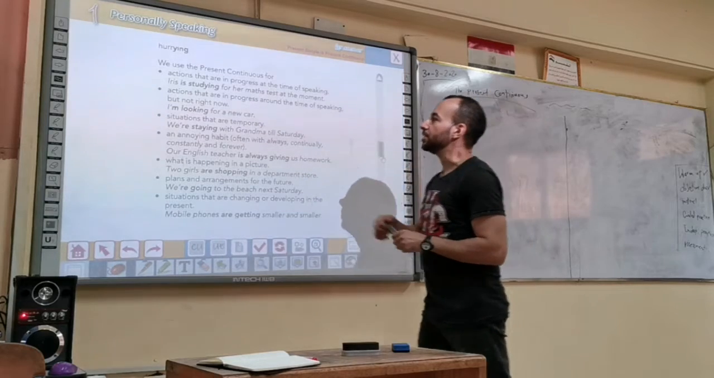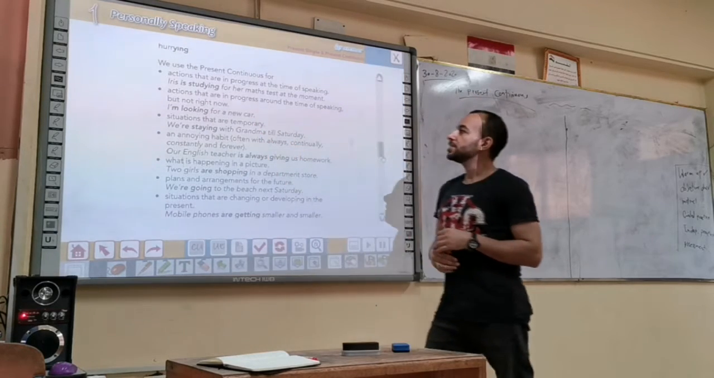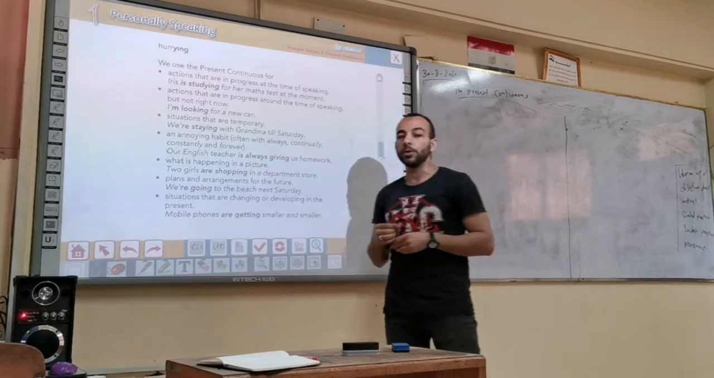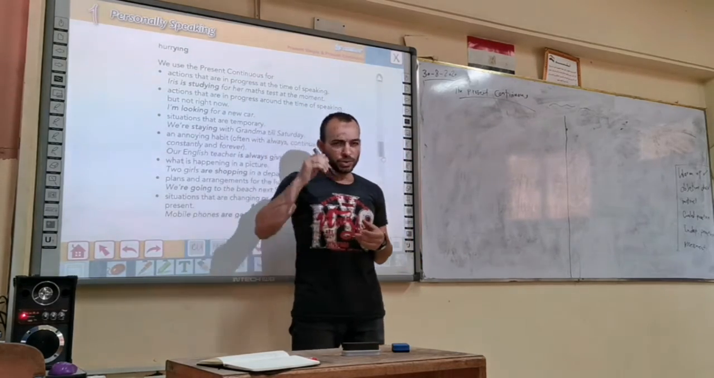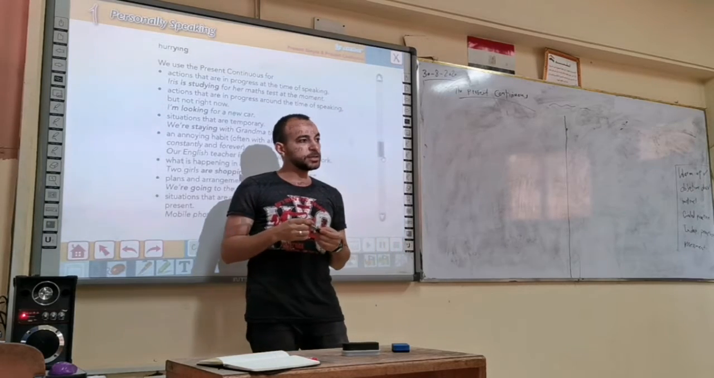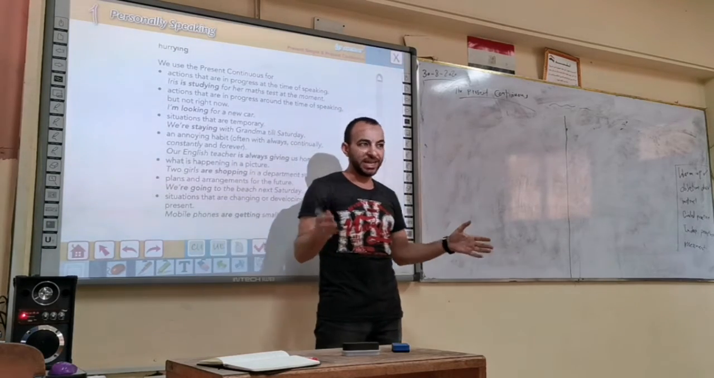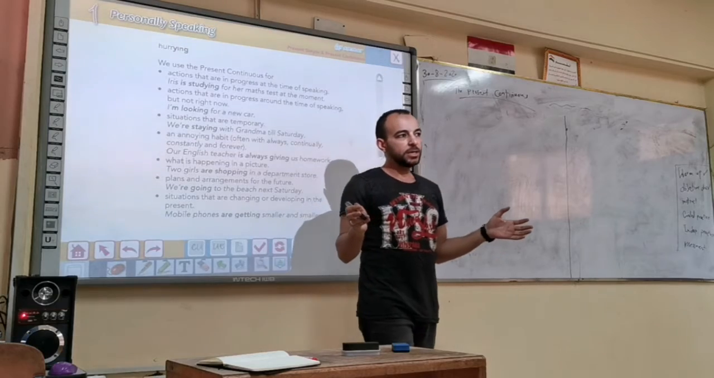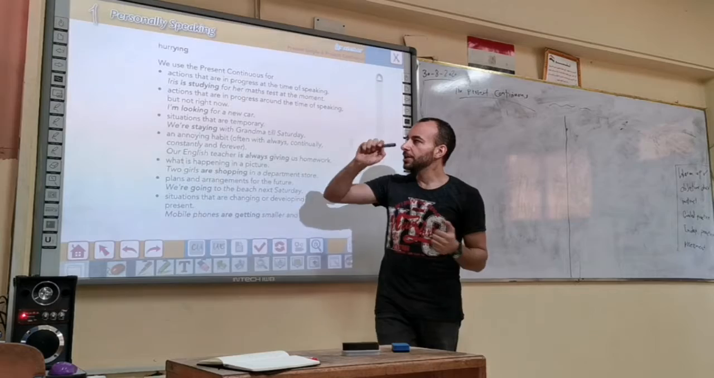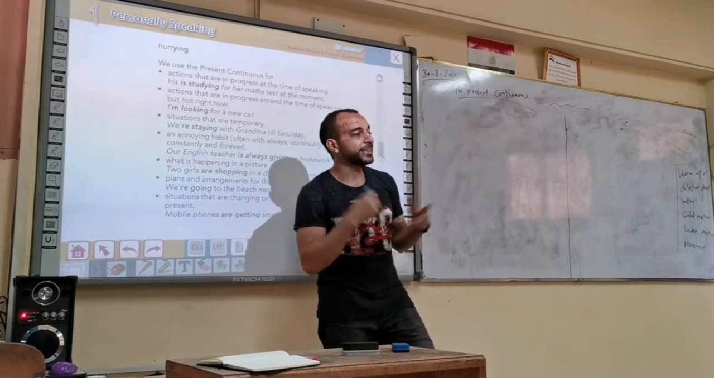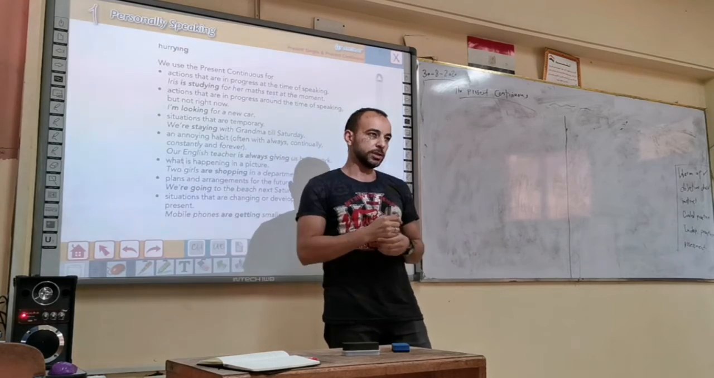Let's read the first example here. Iris is studying for her math test at the moment. It means that someone is doing something now. Yes, someone is doing something at the time of speaking. It means he is using the present continuous. So, this is the first point. If you want to talk about something happening at the time of speaking, use the present continuous form.